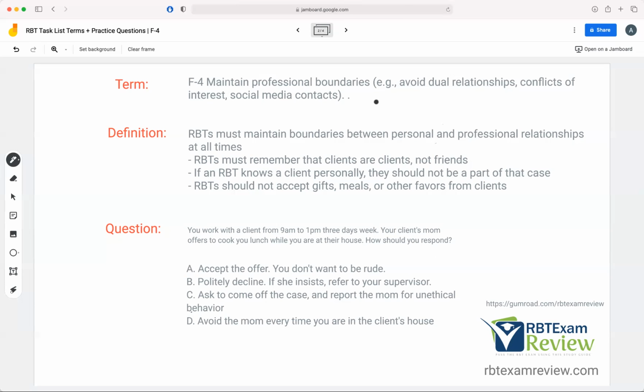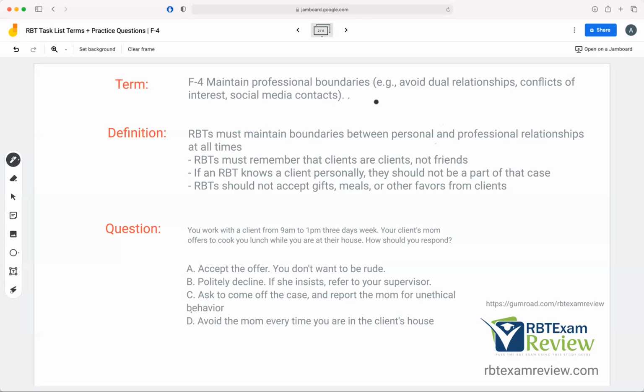If your best friend's son gets diagnosed and then he's referred to your company, you should not be part of that case. Okay. You're too invested personally, and that can jeopardize, right, or influence how you're treating that case. Okay. You can refer them, sure, but you need to pass that case off to somebody else.